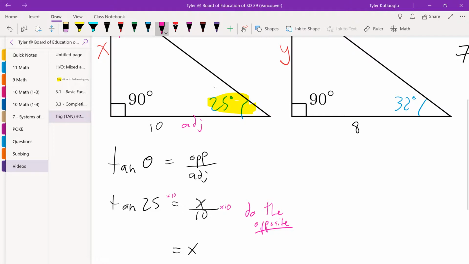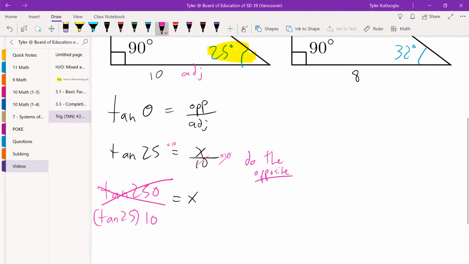So this is where you have to be very careful. This is going to become x, because the 10s cancel each other out. This is not going to become tan 250. It's going to be tan 25, whatever that is, times 10. If you're getting messed up and finding the wrong answers, you can actually do the tan 25 first so that you don't forget. But do not do tan 250. Your calculator will give you weird answers, and it won't be accurate for the actual triangle you're doing.